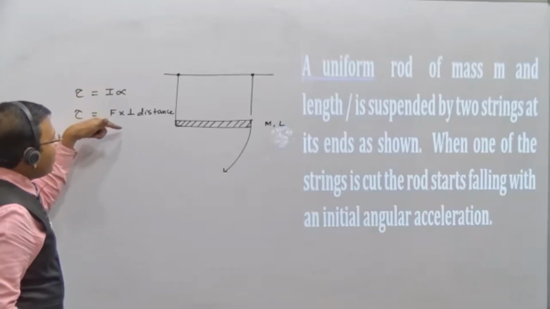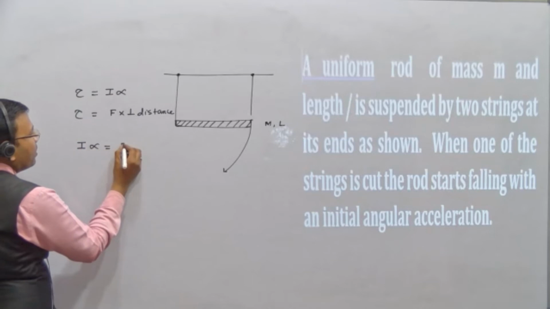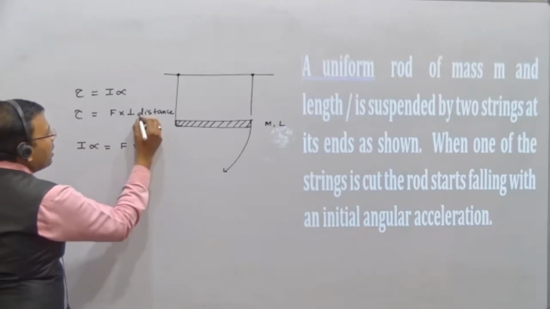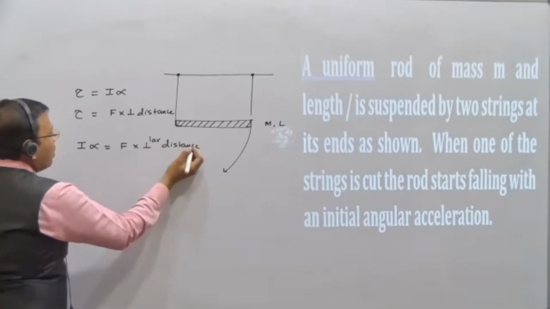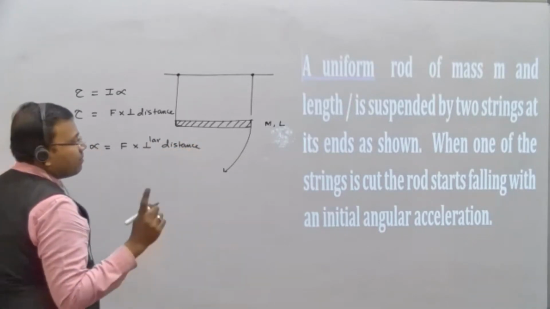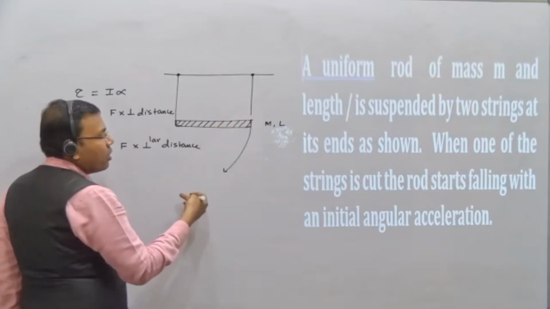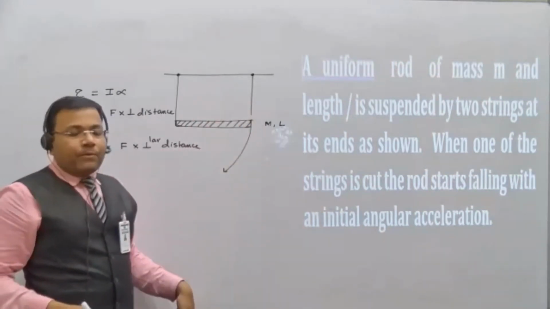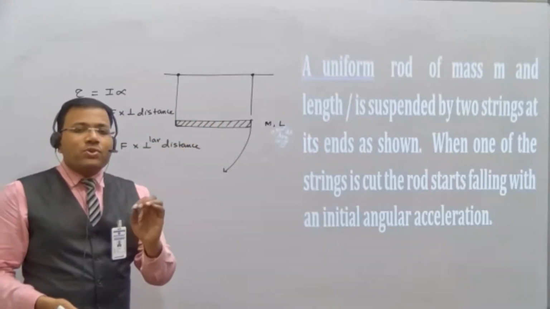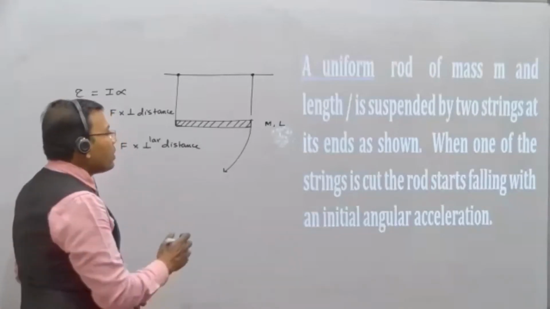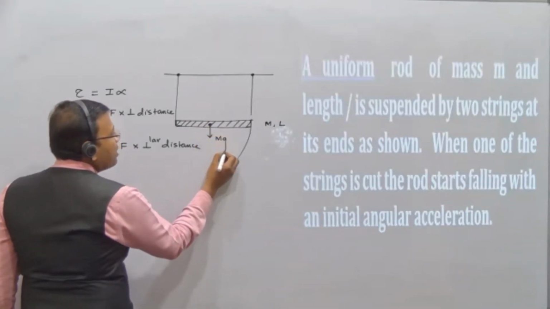Both are torques, beta, so we will equate them together. This is force into perpendicular distance. Now pay attention, this is a very, very important question, I am reminding again. Now students, when it is rotating, what is the reason for it to come down? The reason here is the weight of the rod. So the force acting on the rod itself is nothing but the weight mg.